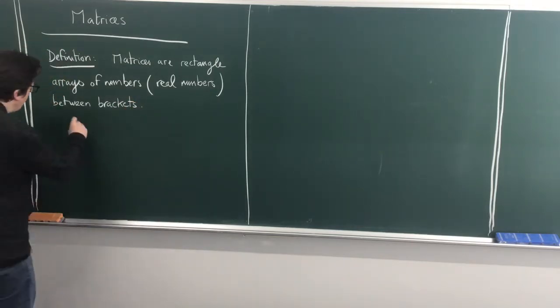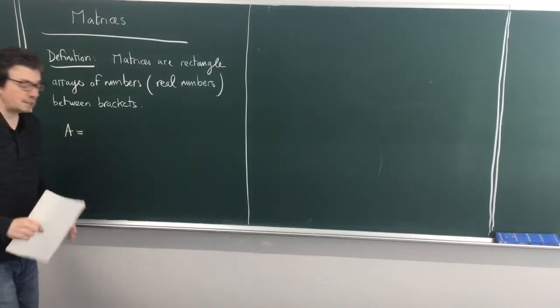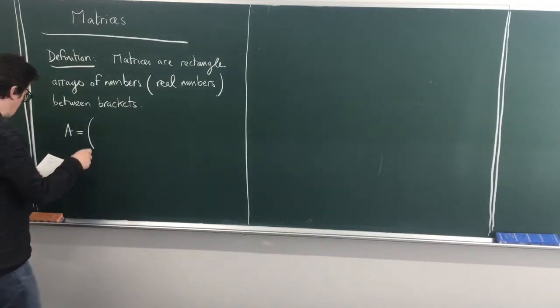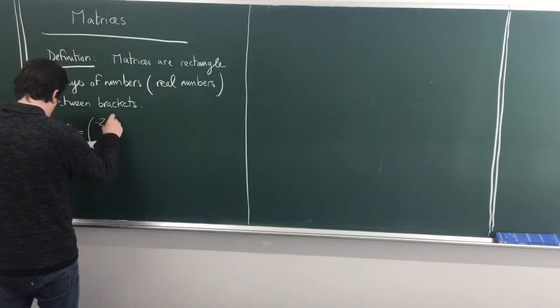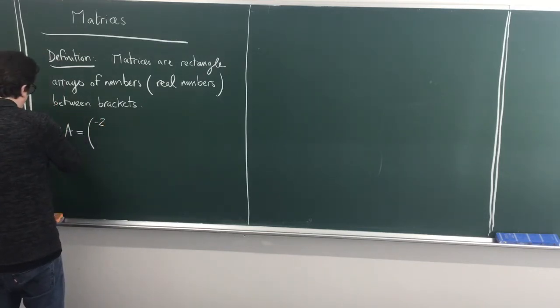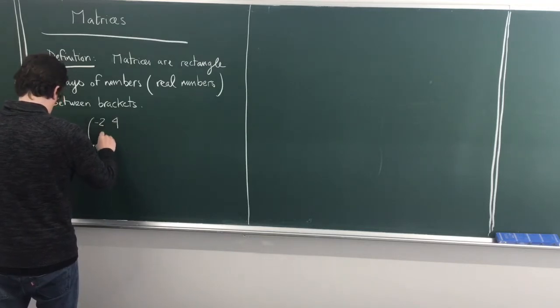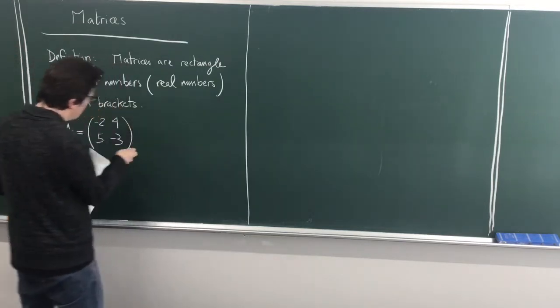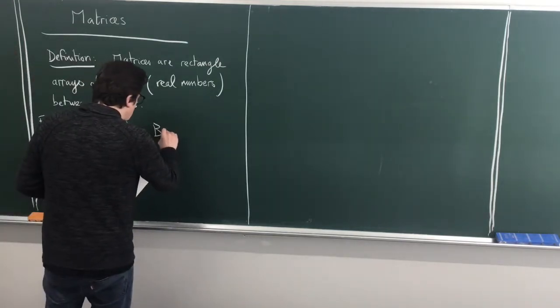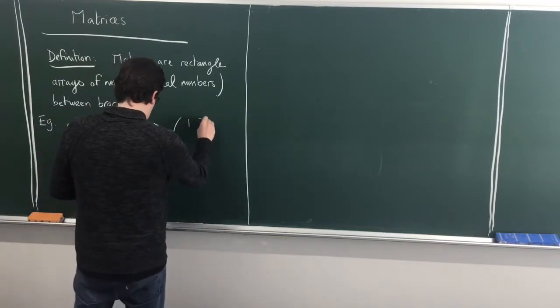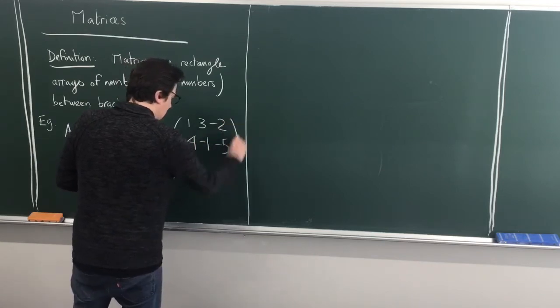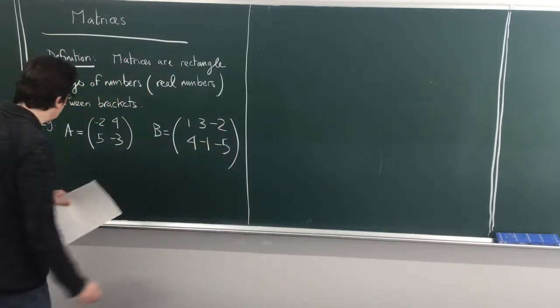Okay, so for example, we will usually denote the matrix by a capital letter and then round brackets and some numbers, for example, -2, 4, 5, -3. Another example, so it doesn't need to be square. It could also be a rectangle, 1, 3, -2, 4, -1, -5. This is another example of a matrix.